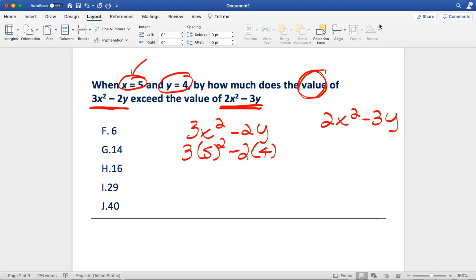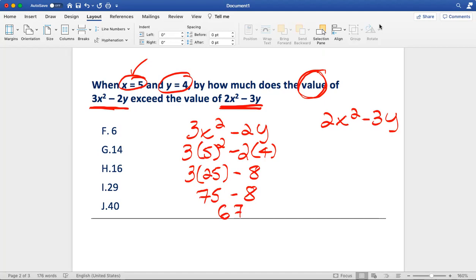So 5 squared is 25. I'm doing it out, but of course you have your calculator where you can just go ahead and do it. 3 times 25, guys, is 75. And 75 take away 8 leaves you with 67. So that's the value of the first expression.